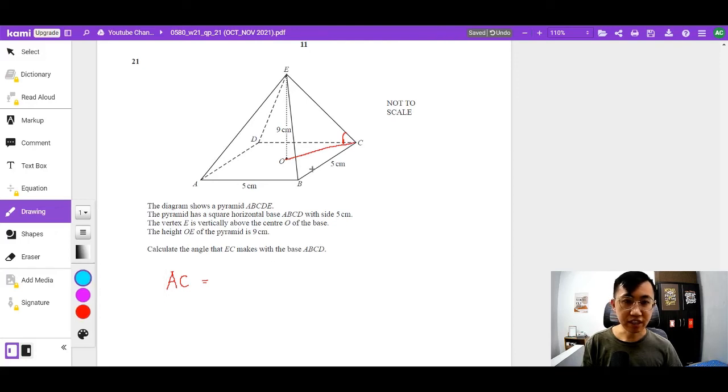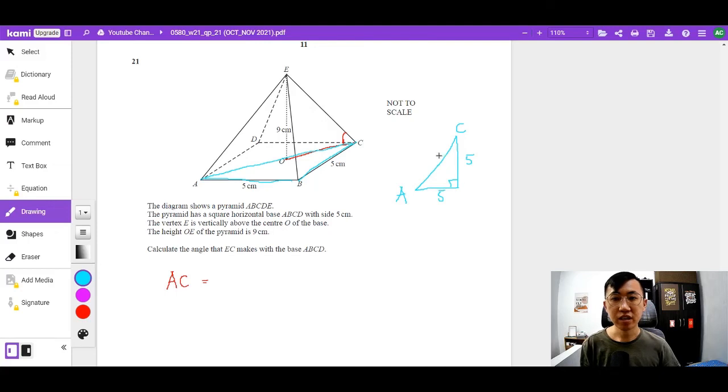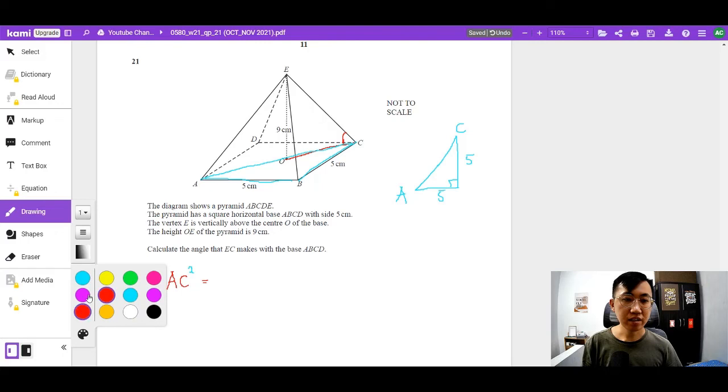So let me use another color. Can you see this triangle lying on the bottom? A, B, C, like this. Observe this triangle at the bottom. If teacher were to draw it outright, you can see like this. AC, this is 5, this is 5, this is 90 degrees. So use your Pythagoras theorem. AC square equals to 5 square plus 5 square.